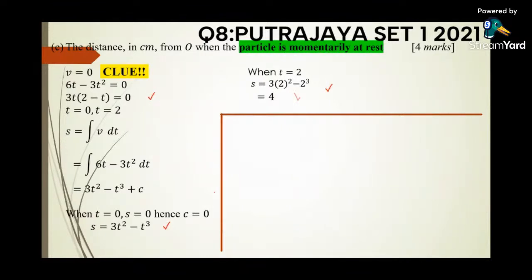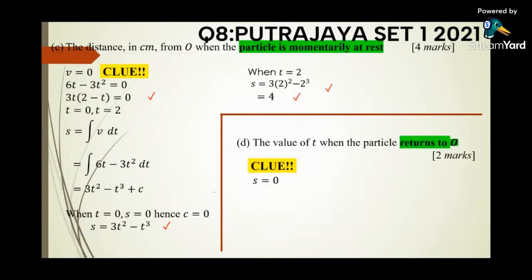Okay, B returns to 0. Apa maksud returns to 0? Okay, clue is S equals to 0. Bila dia returns to 0, we assume that dia tak ada displacement. Dia macam positif negatif. Dia pergi ke kanan, dia patah balik. So in our calculation, we imagine bila dia pergi and then patah balik backtrack on the same distance, they hilangkan nilai sesama mereka lah, lebih kurang macam tu lah, nak senang cerita lah. Okay, so S equals to 0.